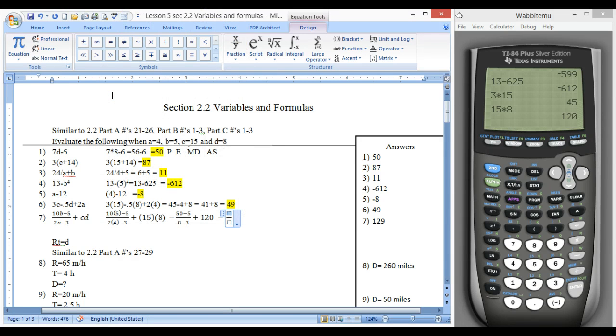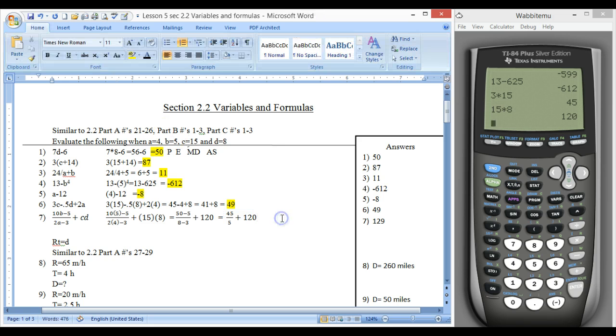Okay, and on the top, 50 minus 5 gives me 45. 8 minus 3 is 5. Arrow over to get out of the fraction, add 120. And the last step here, so now I've done within this over here, so I added and subtracted.